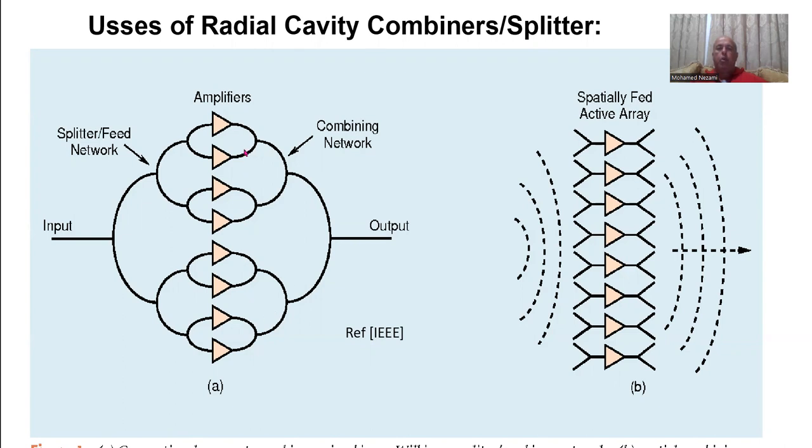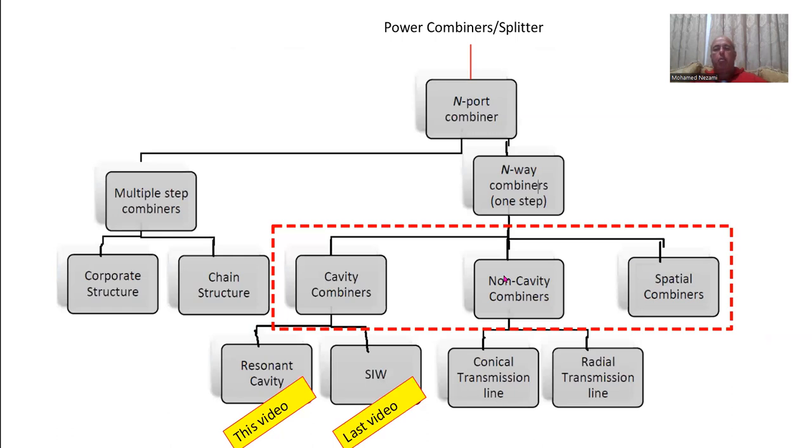When we combine here, we're combining multiple steps, because we combine these two, and these two, and these two, and these two, and then we combine these two, and then we combine these two, and then we combine the overall. Where the radial one, you combine immediately, all at one time, okay? So that's how we classify them, either one step or multiple steps. In one step is where the radial combiners fit in, okay?